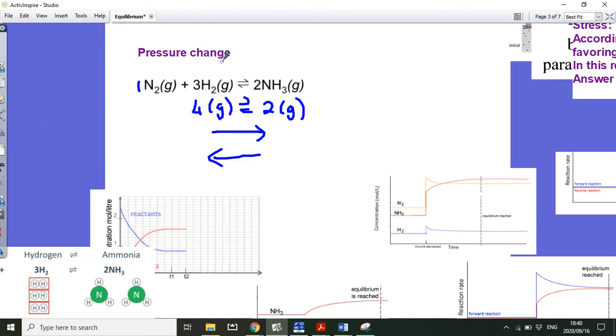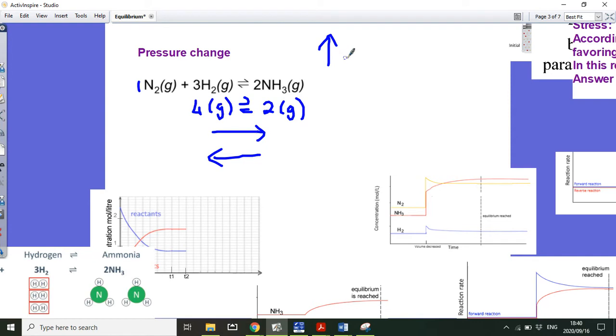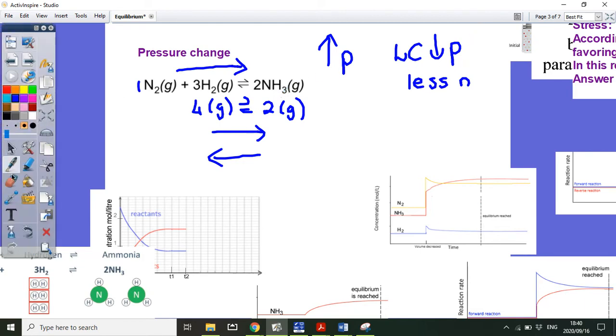So let's just look at this one. If the volume was decreased, so the pressure was increased, you're going to still look at the steps. So an increase in pressure will favor the reaction, according to Le Chatelier, that will decrease the pressure. You're always going to say opposite, by forming fewer moles of particles. Now, if you look at this one, the forward reaction will give you fewer moles. So then after the second step, you go to your reaction and you say the forward reaction will be favored.